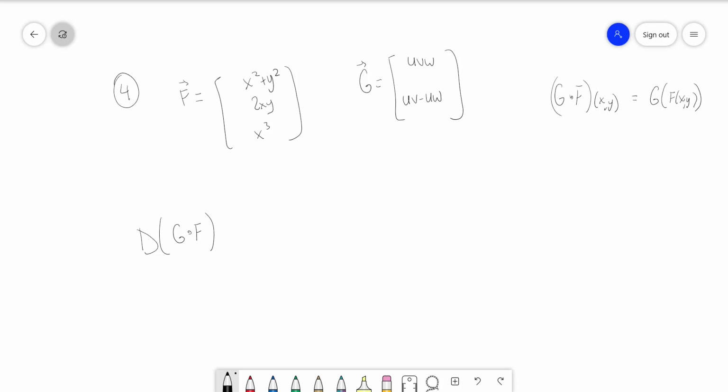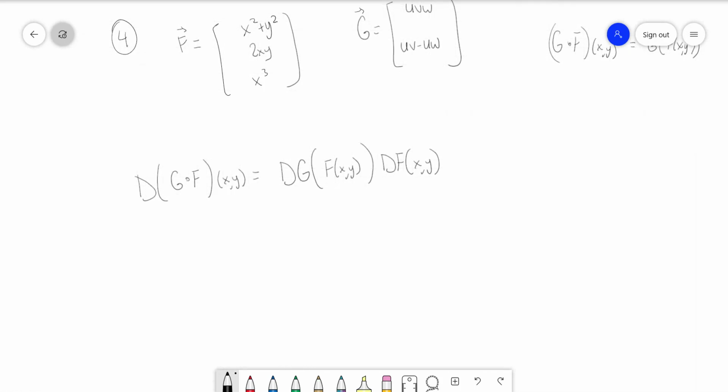So remember, this is what g composed with f is. In order to get the derivative using the chain rule, it's going to be the derivative of g evaluated at f of x y, times the derivative of f evaluated at x and y. So it's the derivative of the outside, evaluated at the inside, and then times the derivative of the inside. First let's compute the derivative of g and the derivative of f. The derivatives are represented as matrices.